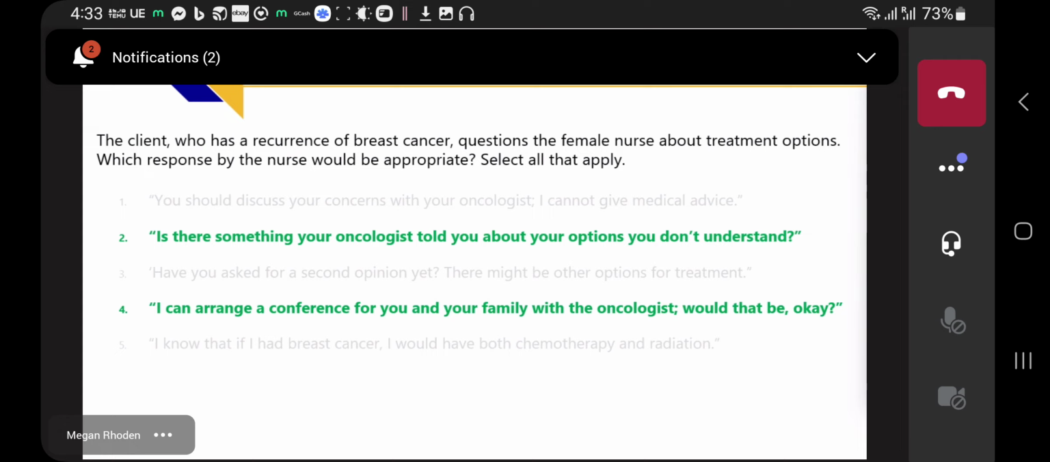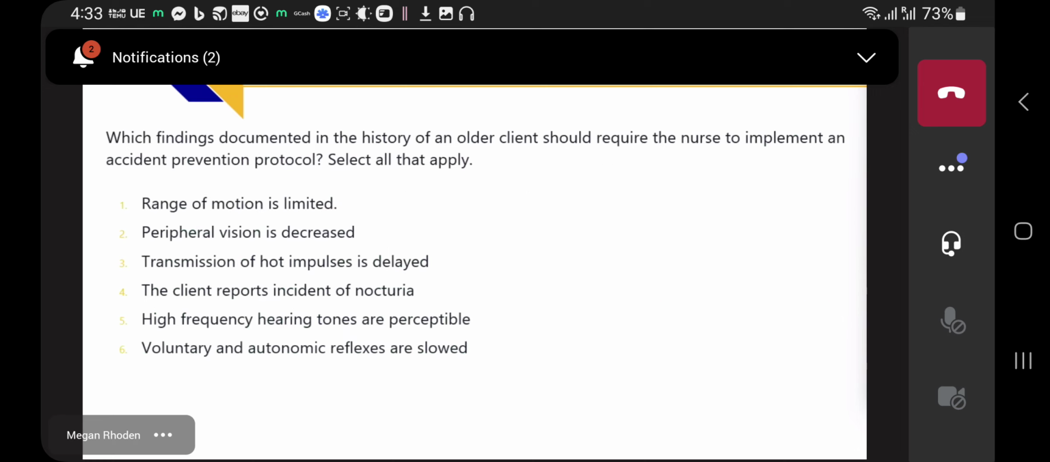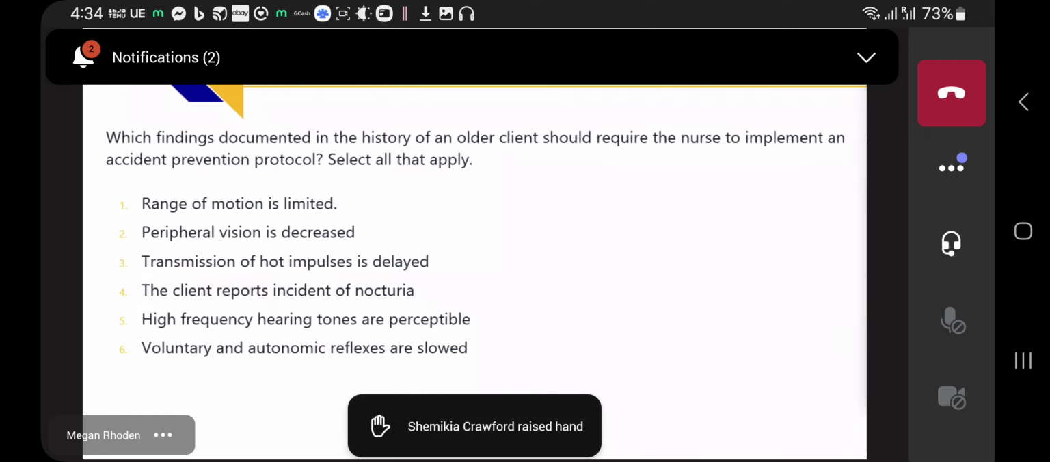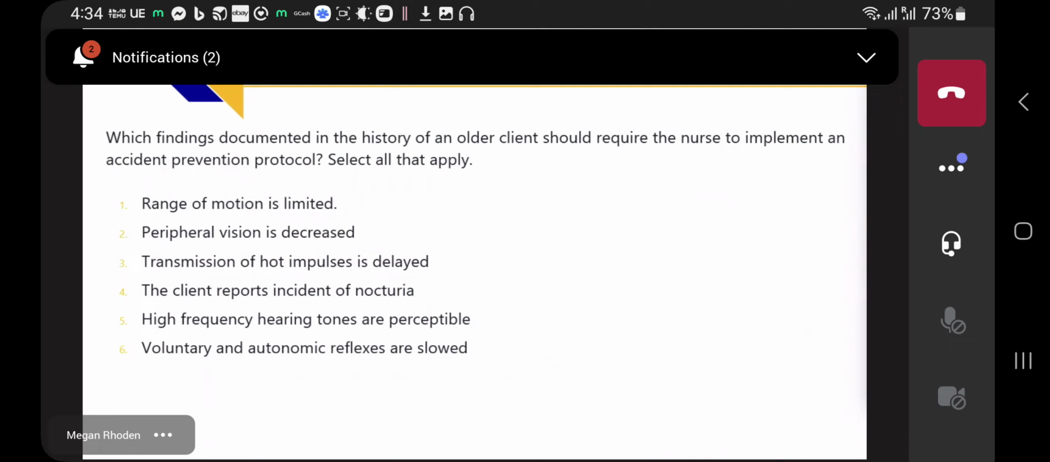Okay, alrighty. And question number 5. This is another select all that apply. So it says, which findings documented in the history of an older client should require the nurse to implement an accident prevention protocol? Select all that apply.